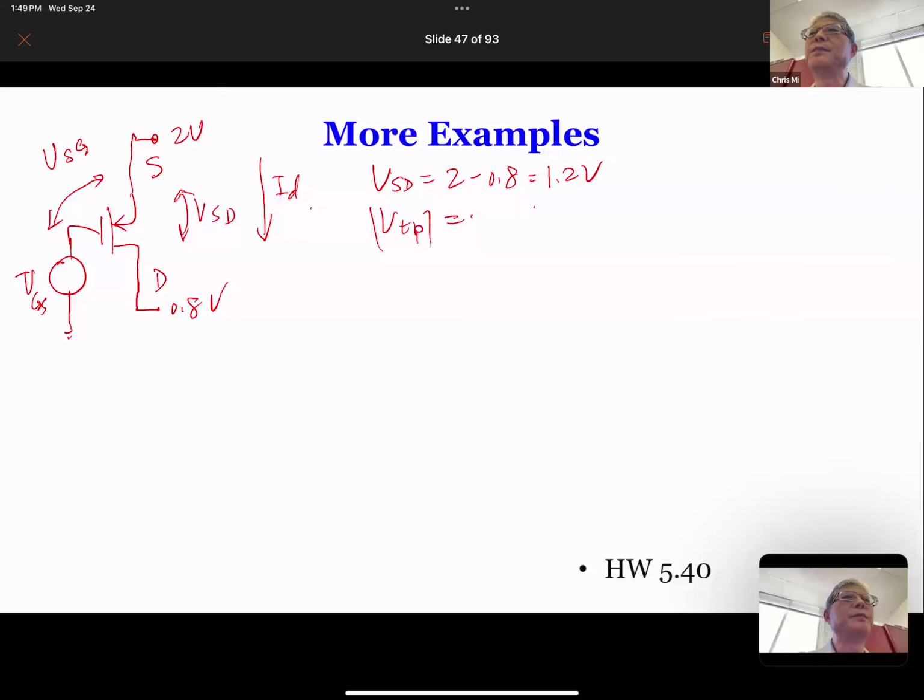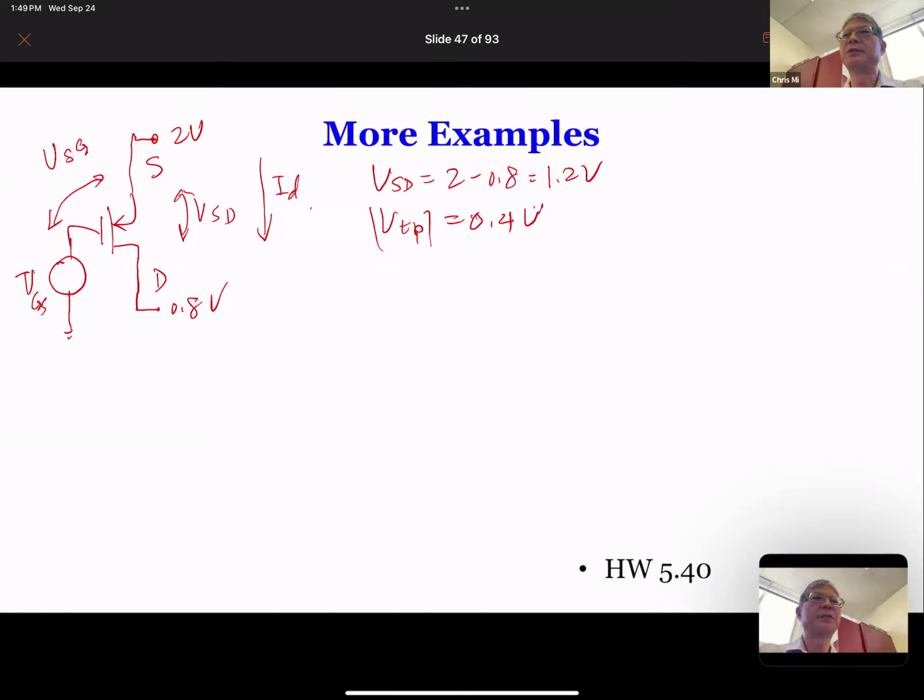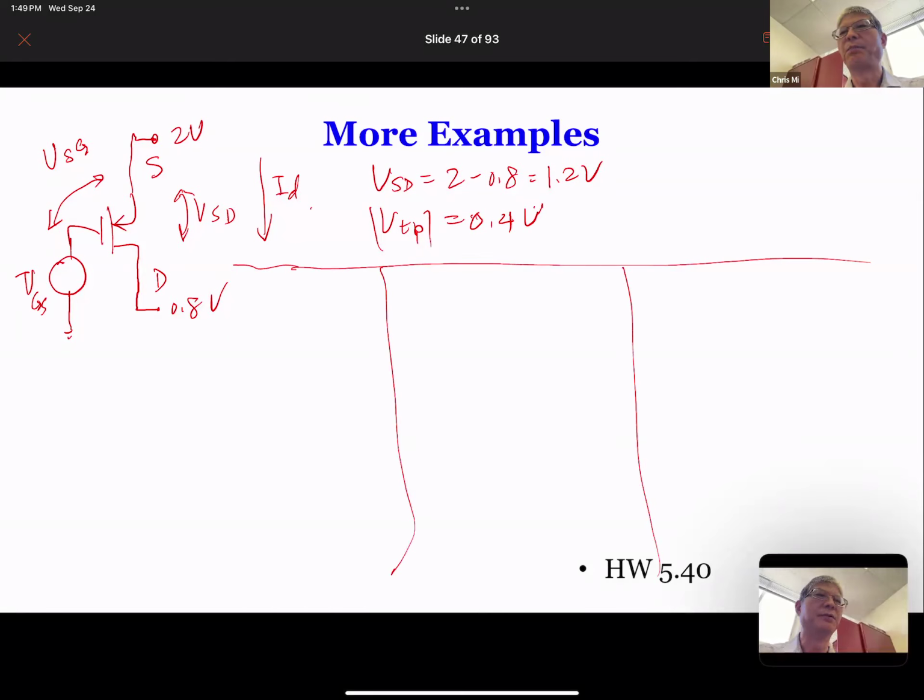It didn't give you the numbers like Kp and W over L because we don't need them, because we're not solving for the exact current. So again, recall the three conditions, and I'm going to write those three conditions here: off, triode, and saturated. For the off condition, VSG has to be less than VTP.